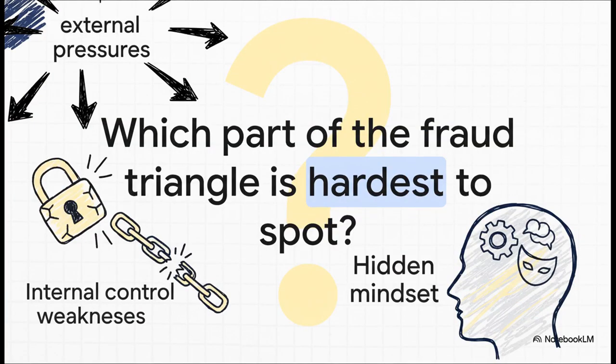So I'll leave you with a final question to think about. As a future auditor, which of these 3 pieces, incentive, opportunity, or rationalization, do you think is the hardest to actually spot in the real world? Is it the pressures, the weak controls, or is it that hidden justification inside someone's mind? Really thinking about that is what builds true professional judgment.